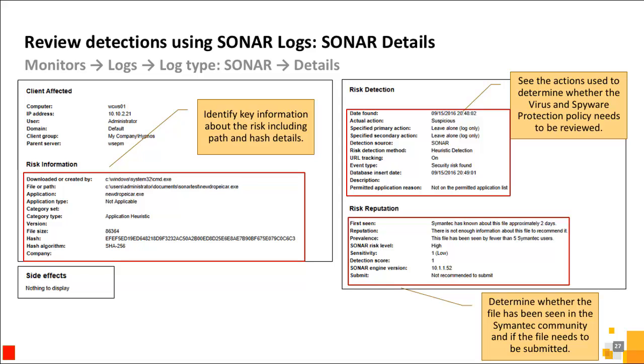In the Sonar Details, you identify critical information about the risk, including the path and file hash. Symantec Endpoint Protection 14 offers SHA-256 support for the file hash. Use the hash to see if the file is being used in the environment or gather more information on sites like VirusTotal. The Sonar Details show the actions used to determine whether the SEP client was successful in remediating the detection. In the instance of WCWS01, the detection indicates a potential policy misconfiguration issue. The risk reputation shows whether the Symantec community has seen the file and if it needs to be submitted.